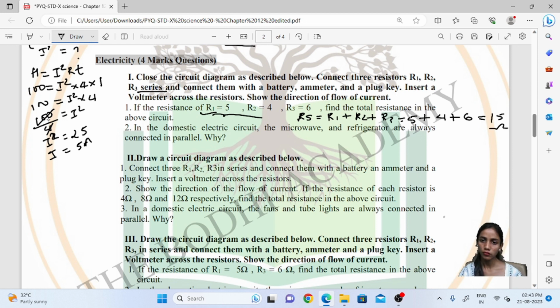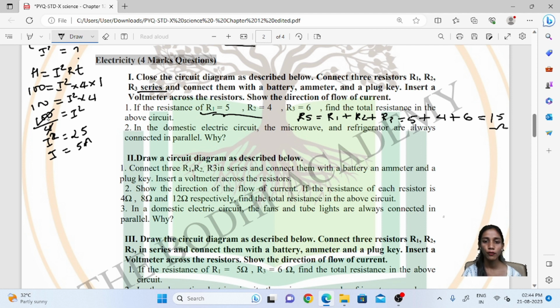Okay. So the total resistance of this circuit is 15 ohms. Now we will see the next question, which is: in the domestic electric circuit, the microwave and the refrigerator are always connected in parallel. Why? This we have already discussed. Different electrical gadgets. So how do we answer this?